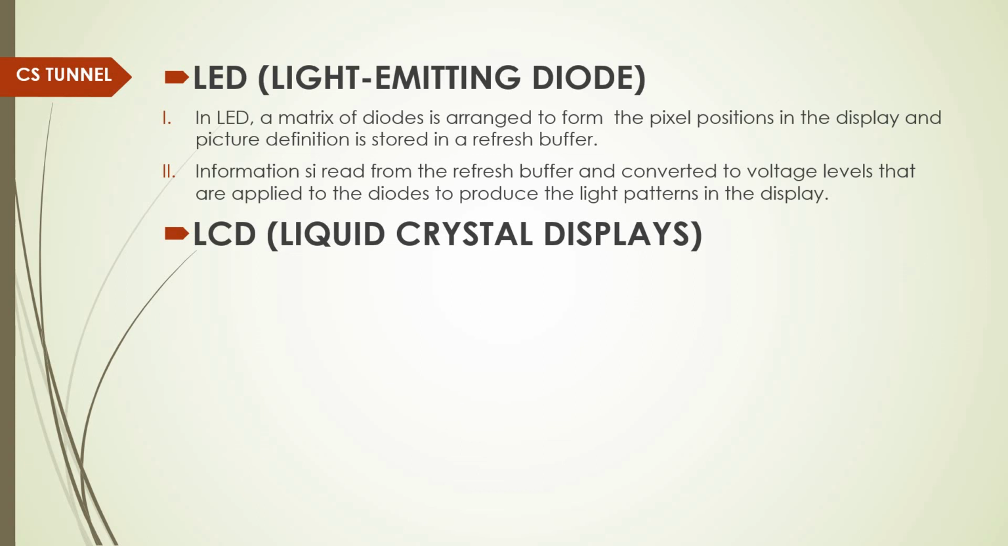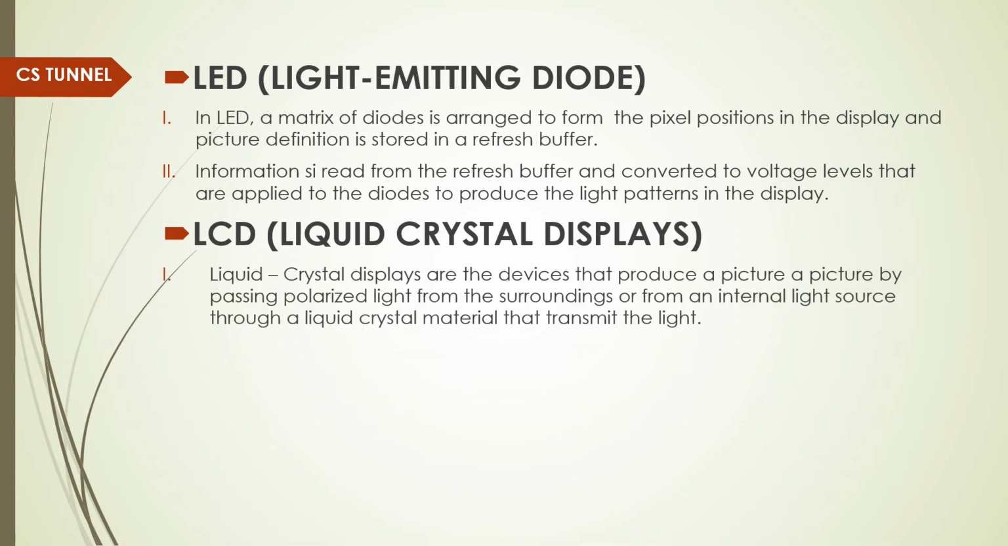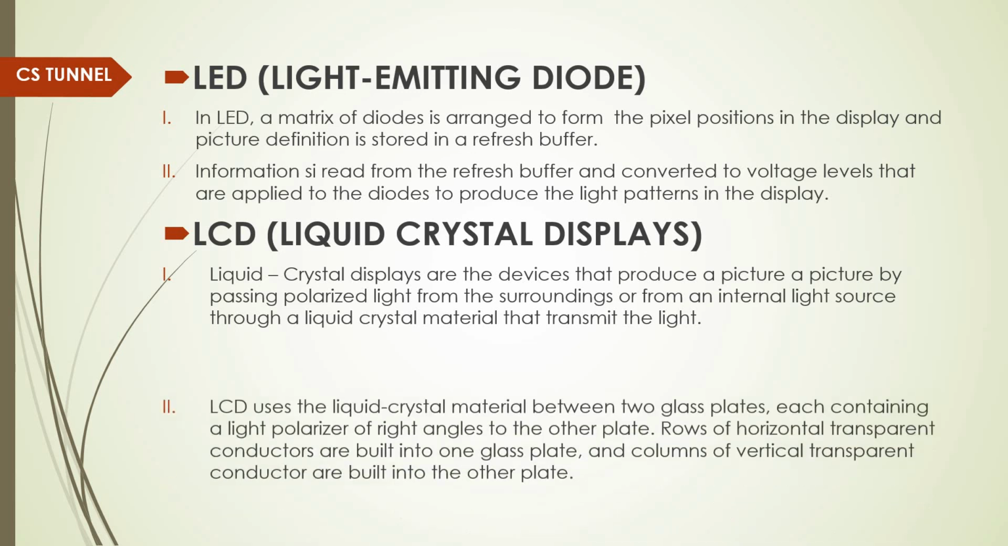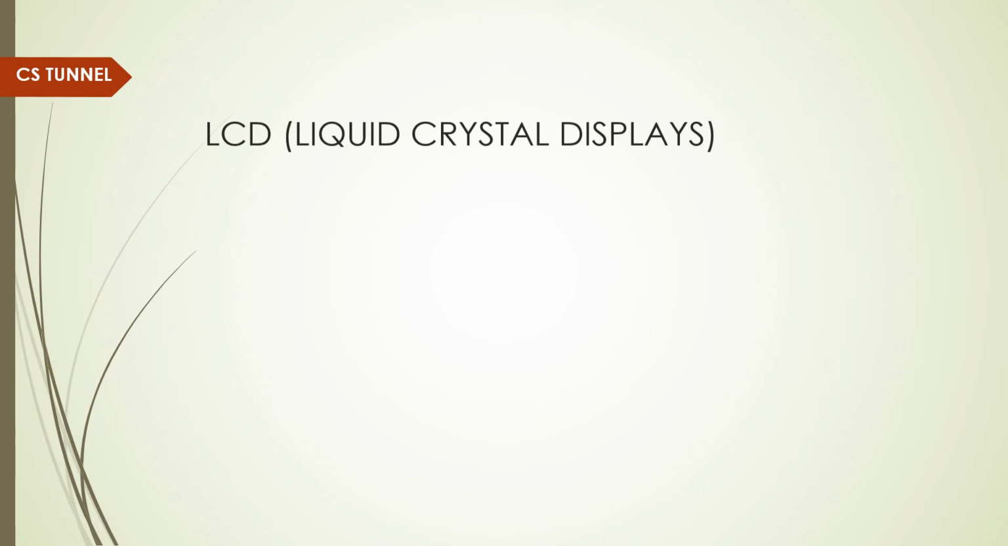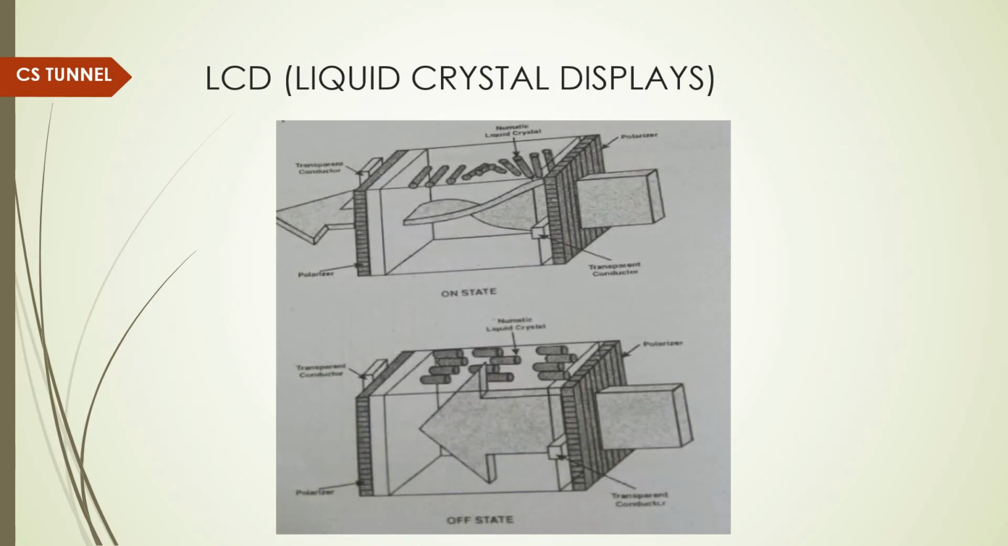Now moving on to the LCDs, liquid crystal display. Liquid crystal displays are the devices that produce a picture by passing polarized light from the surroundings or from an internal light source through a liquid crystal material that transmits the light. LCD uses the liquid crystal material between two glass plates, each containing a light polarizer at right angles to the other plate. Rows of horizontal transparent conductors are built into one glass plate, and the columns of vertical transparent conductors are built into the other plate. This is a diagram of LCD in on state and off state.